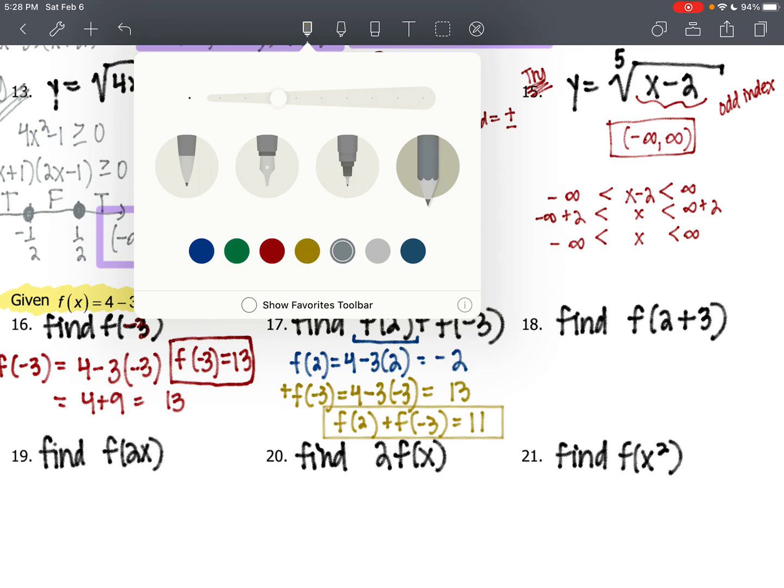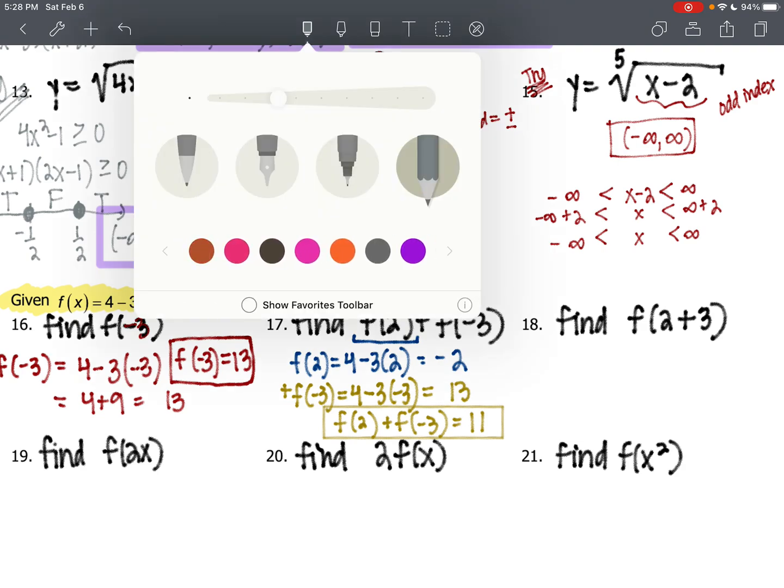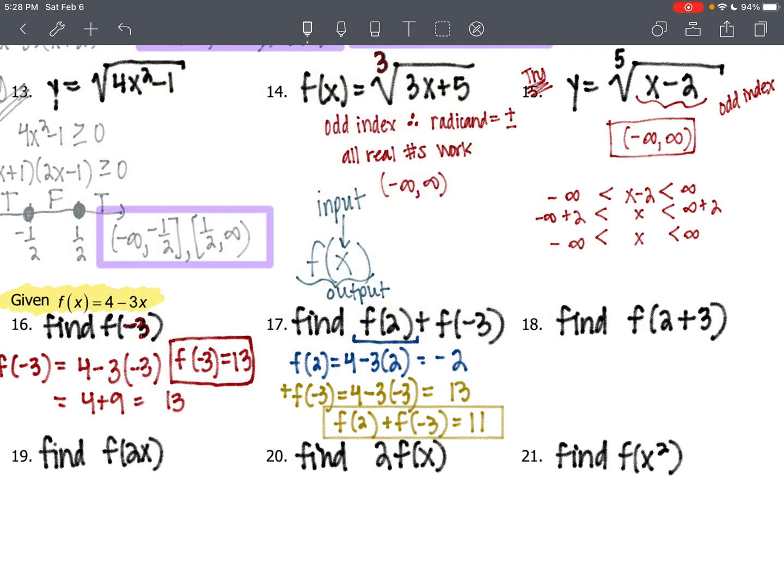Okay, f of 2 plus 3. Well, f of 2 plus 3 says that wherever you see an x, we're going to put 2 plus 3 in its place. Well, 2 plus 3 is 5. So 4 minus 3 times 5 is 4 minus 15, which is negative 11. So f of 2 plus 3 is negative 11. Now that's putting numerical values in place of your input of x.